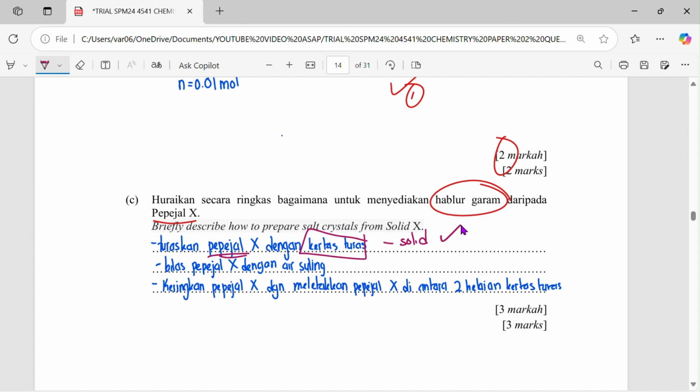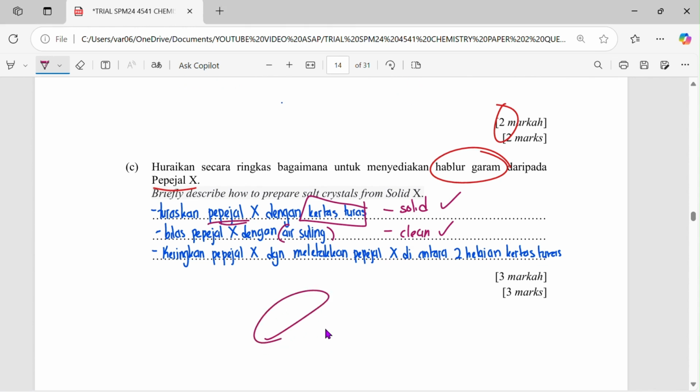Check. Done. Next, bilas pepejal dengan air suling Y to ensure that it's clean. Check. Right, next, keringkan pepejal X dengan meletakkan pepejal X di antara 2 helaian kertas turas. So it will look somewhat like this.